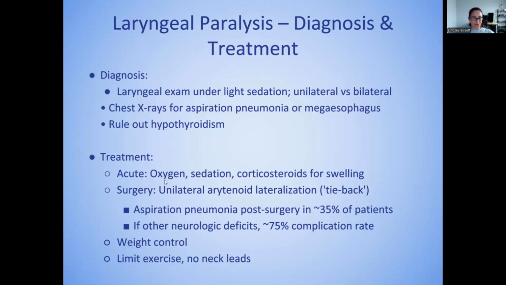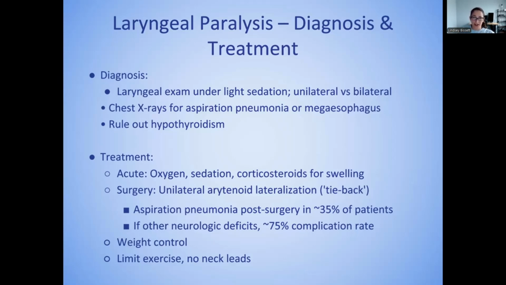So when it comes to treatment, if they're in an acute crisis, of course, oxygen, sedation, and steroids to help with any swelling. And ultimately, it depends on how severely affected they are and how affected they are otherwise in the GULP syndrome. So if they concurrently have megaesophagus and things like that, you've got to take all of those into consideration. But surgery can be done with a unilateral arytenoid lateralization or a tieback, taking one side of the larynx and pulling it and tying it to the side so they don't have acute collapse.